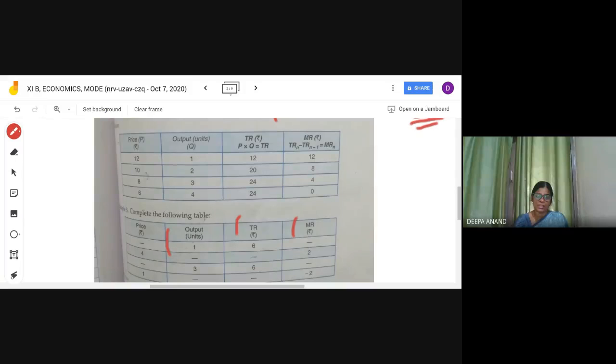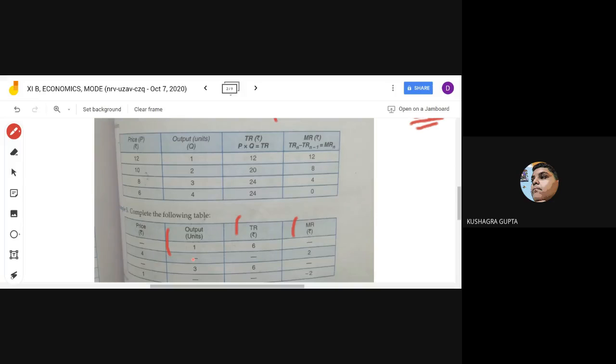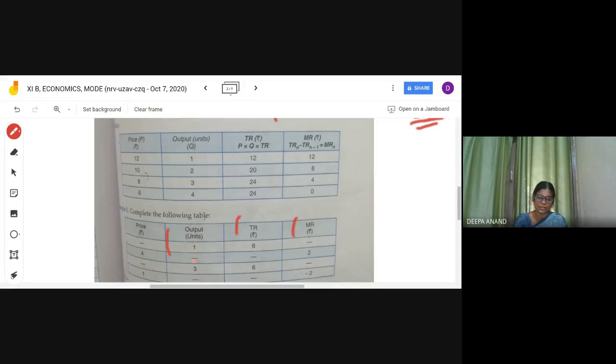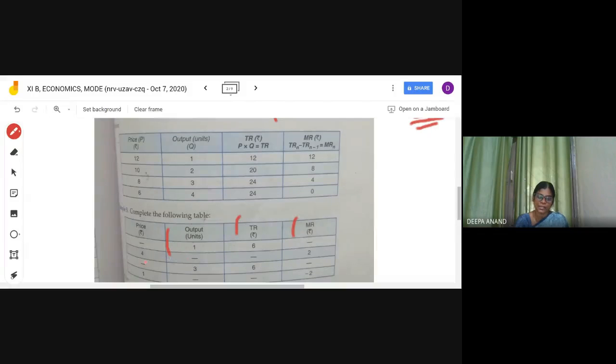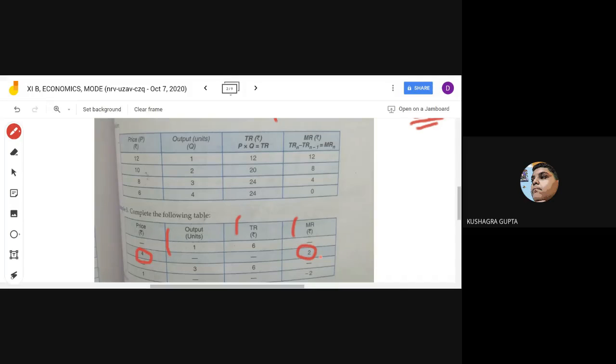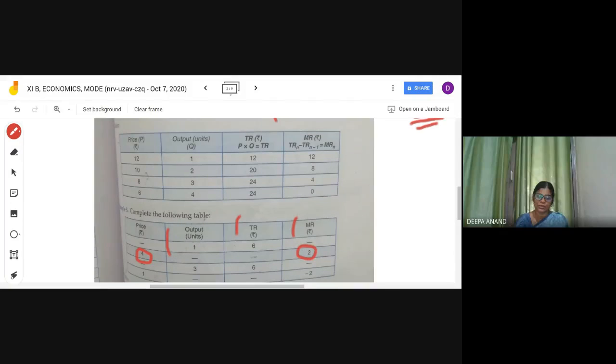Kusha? This missing figure you have to fill. How will you fill it? Ma'am, in the fourth one, it will be 2. In the third one, ma'am, it will be 3, and in the one price, it will be 4. How would you get it? Price is given 4, and MR is given 2. This is the only information given. Ma'am, 4 minus 2. No, it's not like that.